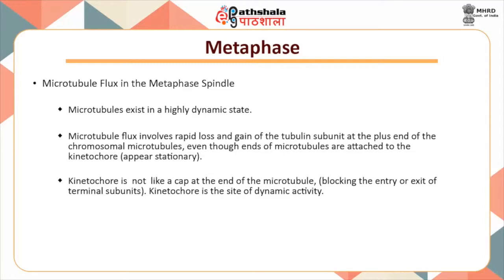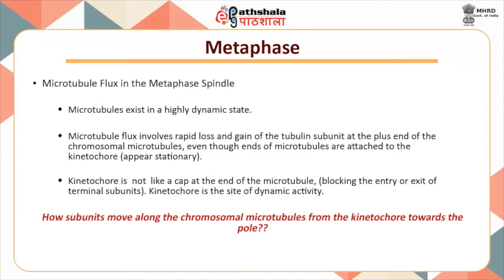Tubulin subunits move through the microtubules of the metaphase spindles at the rate of about 1 micrometer per minute. You must be wondering how subunits move along the chromosomal microtubules from the kinetochore towards the poles. As more subunits are added to the plus end than are lost, there is a net addition of subunits at the kinetochore. Meanwhile, the minus end of the microtubules experiences a net loss, and thus subunits move along the chromosomal microtubules from the kinetochore towards the pole.